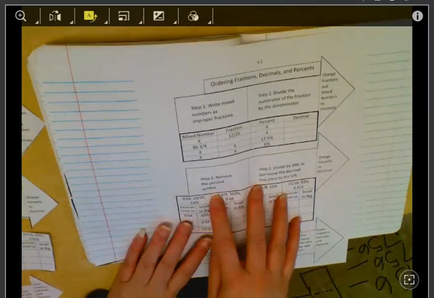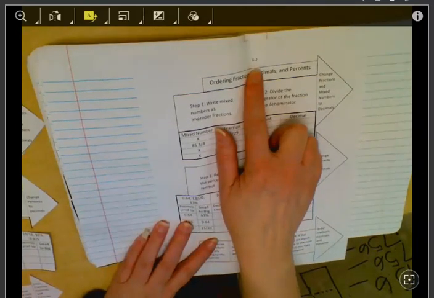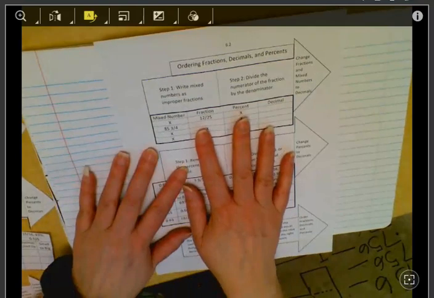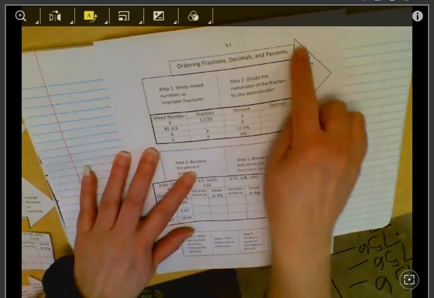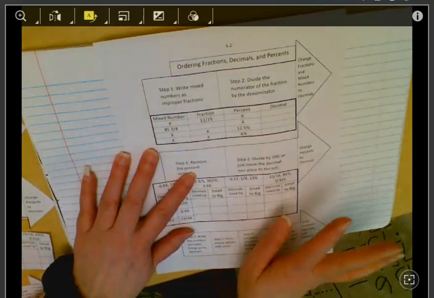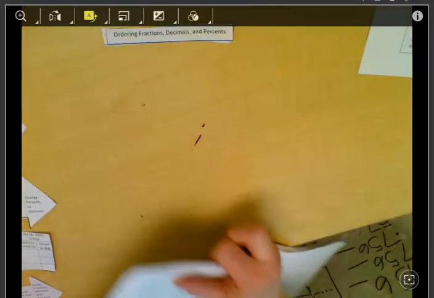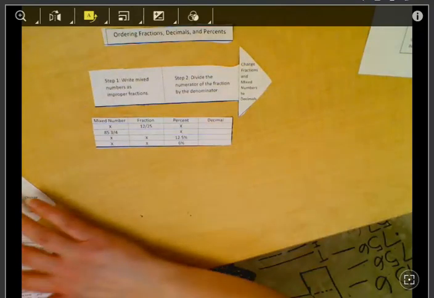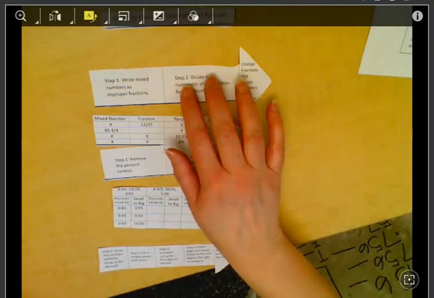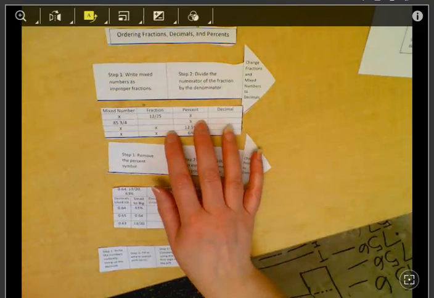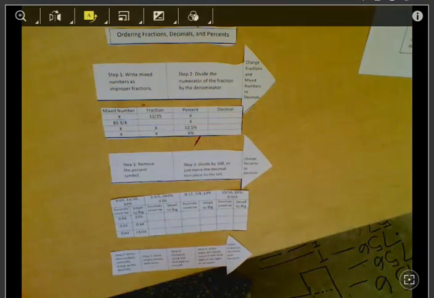Okay, today we're going to do 6.2 of our interactive notebooks. So this is what the page looks like, and I want you to remember that we're cutting on all the bolds and we're going to fold on the dotteds. So what it eventually looks like is, I did cut these already so you can see you have pieces like this. So you end up having an ordering fractions and decimals, then you have this, and then you have this goes with that, this goes with this, and then there's a third thing.